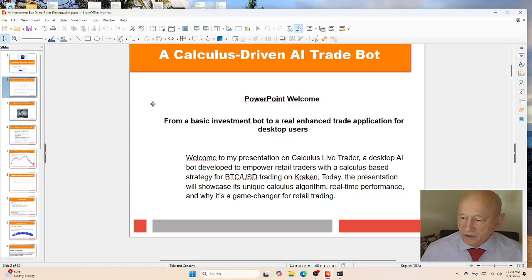Today we're diving into a live cryptocurrency trading system powered by Python that I tested currently using my Calculus Live Trader bot setup, as you saw. We'll explore how the script initializes, analyze the BTC USD market, and track profits all in real time. So let's get started with the introduction to the Calculus Live Trader.